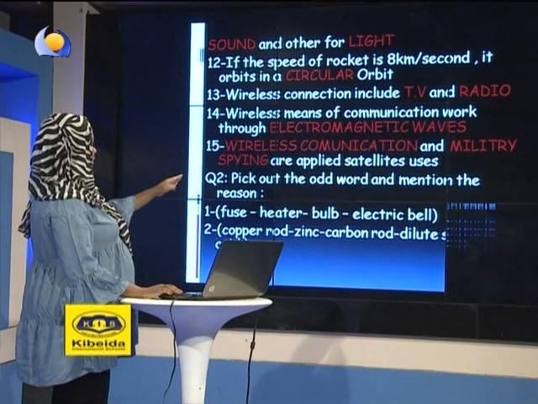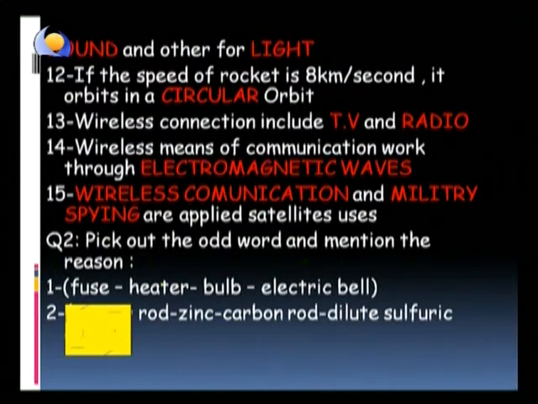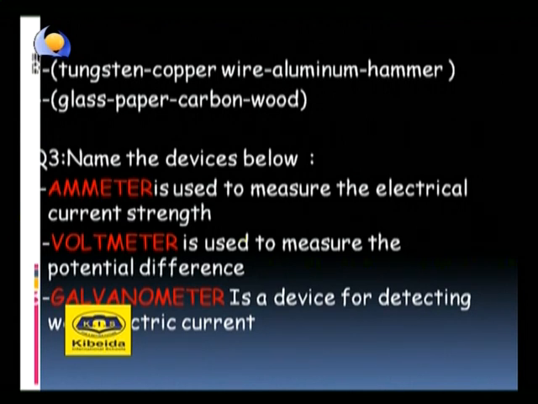Copper rod, zinc, carbon rod, dilute sulfuric acid. The odd word here is carbon, because it's a dry cell component, while others are simple cell components. Tungsten, copper wire, aluminum, and hammer. The odd word is hammer. Why? Because hammer is one of the electric bell components or parts, while others are bulb parts.